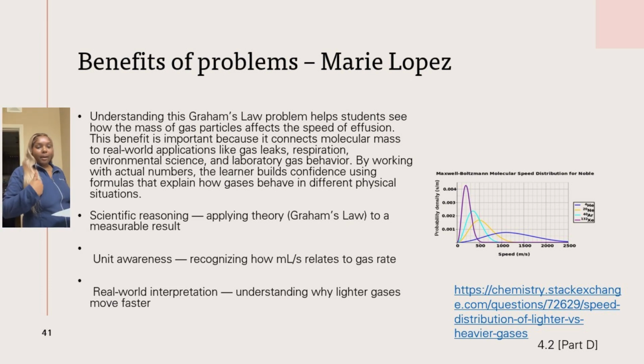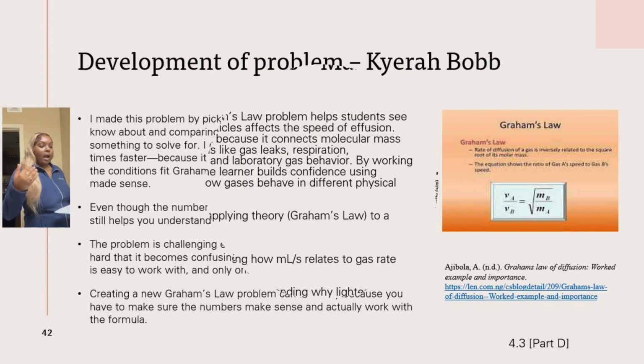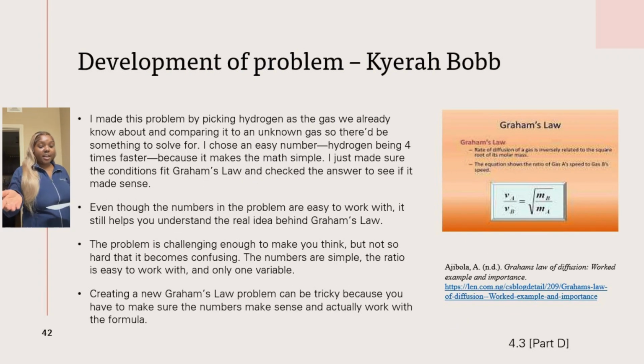How I made my Graham's law problem. I made this problem by picking hydrogen as the gas that we already know about, comparing it to an unknown gas so there'd be something to solve for. I chose an easy number, hydrogen being 4 times faster, because it makes the math simple. I made sure that the condition fits Graham's law and checked the answer to see if it made sense. That's basically how I came up with the problem.